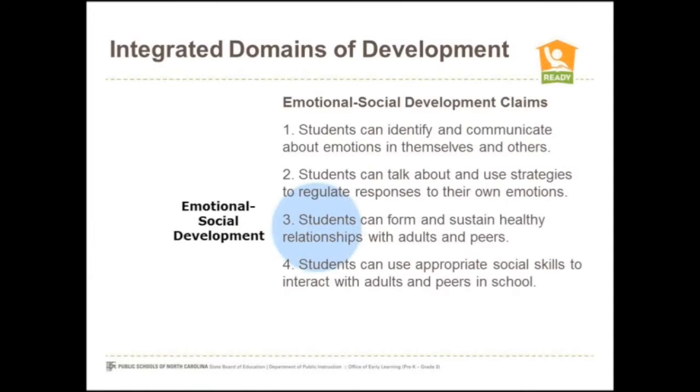For instance, children who develop a positive sense of self are more likely to try new things and work towards reaching goals. They tend to accept new challenges and feel more confident about their ability to handle problems or difficulties that may arise. Here are the 4 claims for emotional and social development. You could go ahead and read those on your own.